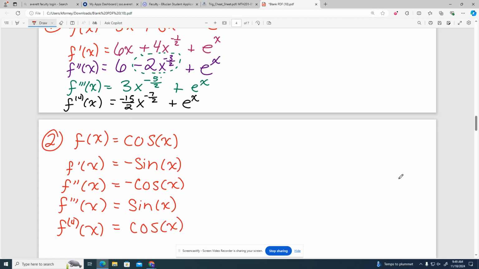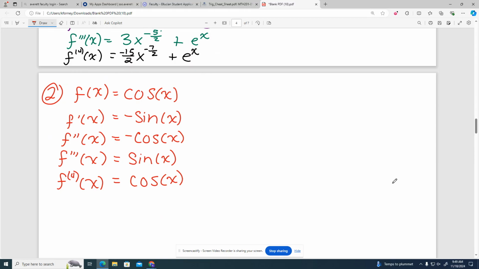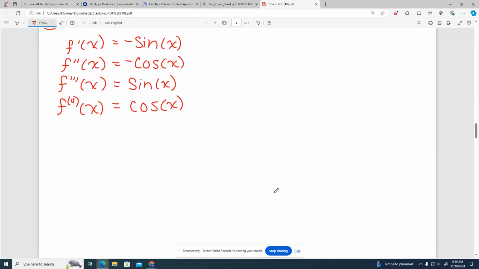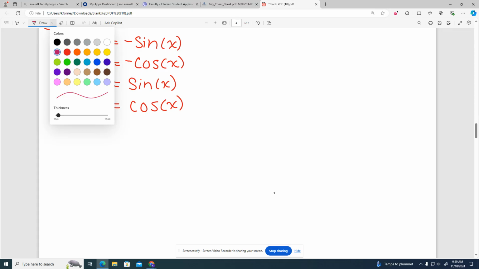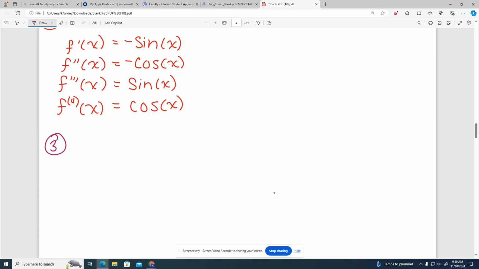And then at this point, we're back to what we started with. So you should be able to say, okay, the fifth derivative here is going to be negative sine, the sixth derivative, the seventh derivative, the eighth, the ninth, you get it. So let's look at another one.